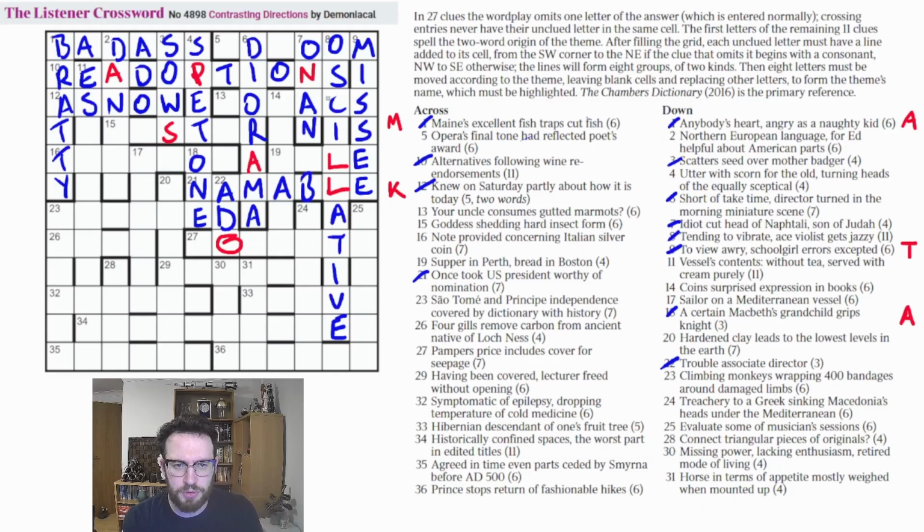13 across. Okay, with this CS, this actually seems then that consumes gutted is actually what's happening at the end. So marmots, question mark, is our definition. So is there a kind of animal which marmots are a kind of, they're a rodent, aren't they? But then what do I do with your uncle?